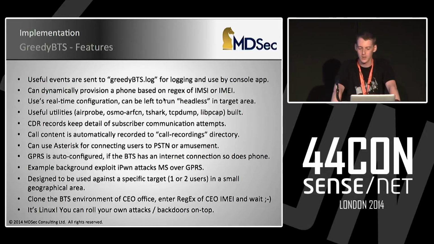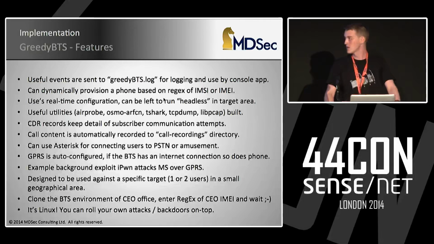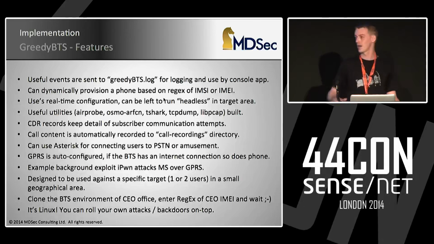I then built a number of useful utilities within the firmware, such as AirProbe and various Osmo tools. I added support for packet analysis: tshark, tcpdump, and libpcap. The CDR records from Asterisk and the SMQ are used to keep a recording of any subscriber communications attempts. So once you actually give someone service, it'll automatically record information about what they're trying to do. For Asterisk users, you can essentially change and do things in Asterisk. So if you want to give them connectivity to the PSTN, so that when they make a phone call, you can actually connect it to their target destination, or other amusing feats that you can think of with Asterisk.